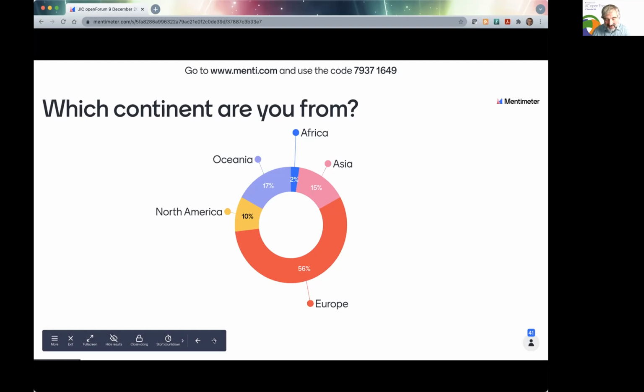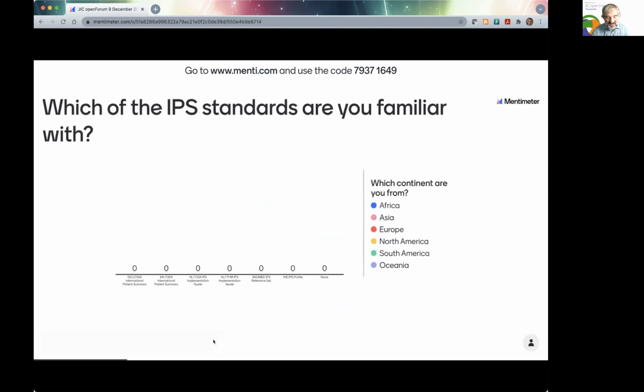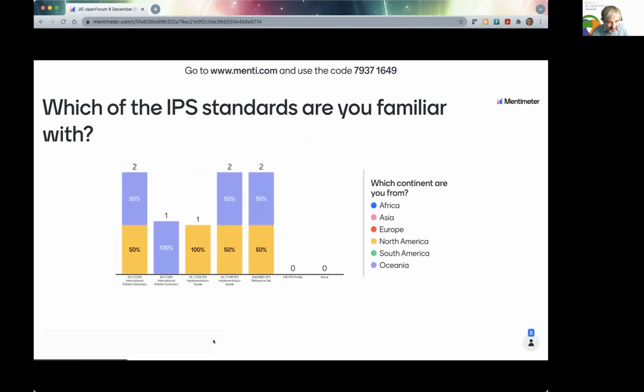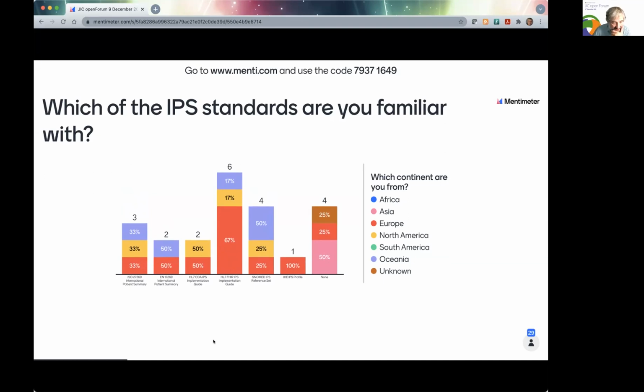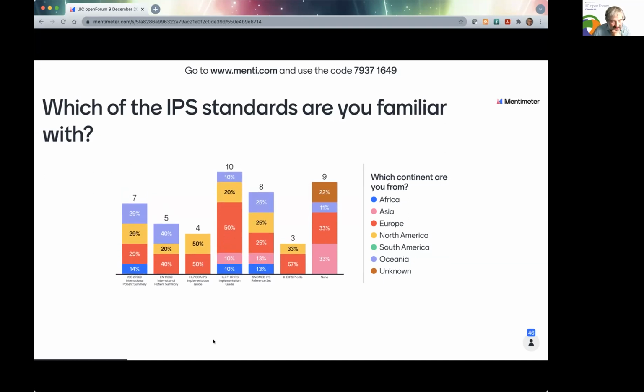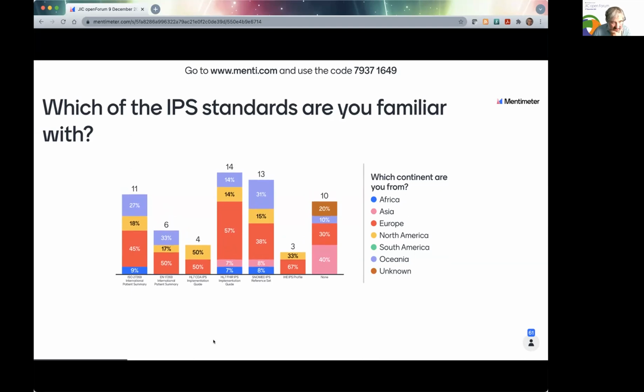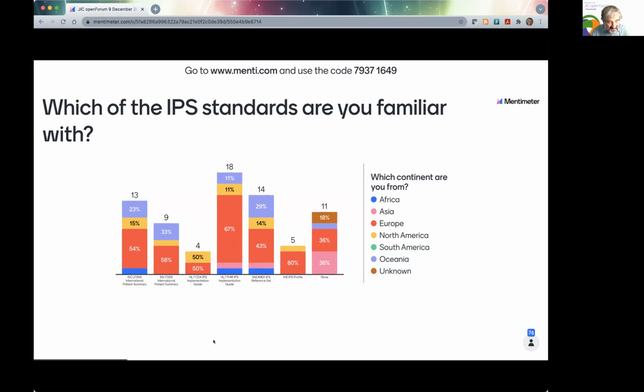So Robert, maybe we can flip over to the next slide, which is our first real question. Could we ask the audience, which of the IPS standards are you familiar with? You see a set of options here, and please just click your answer. You see it's already moving. It's pretty equally distributed, although we have a slight advantage for the HL7 FHIR IPS standard.